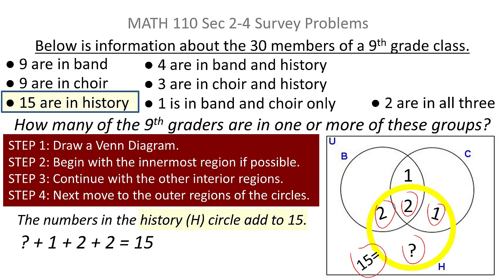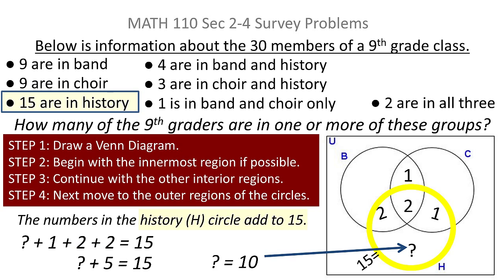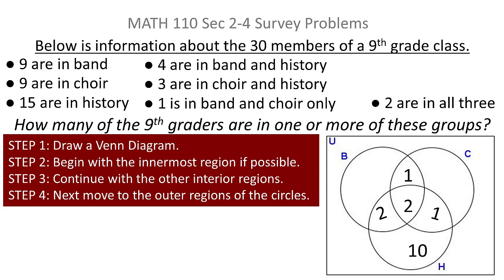Well, that's an arithmetic and a simple algebra problem. 2 plus 2 plus 1 is 5, and if you subtract 5 from both sides, you'll find out that the question mark is equal to 10. So you have to put a 10 in that region. Those are the people that are taking history only. And then you repeat that for the other circles.